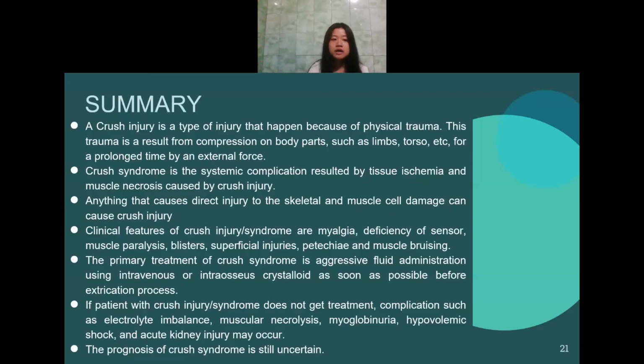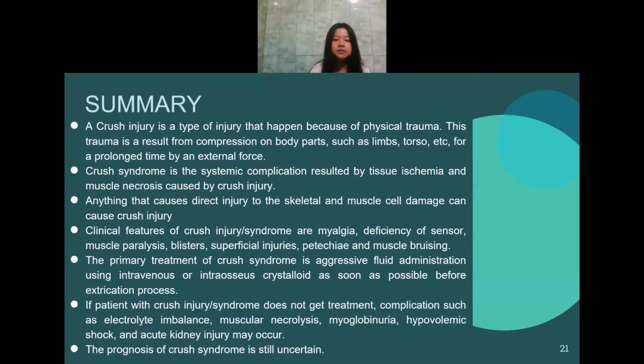Summary. A crush injury is a type of injury that can happen because of physical trauma. This trauma is a result of compression of any body part for a prolonged time by an external force. Crush syndrome is a systemic complication resulting from tissue ischemia and muscle necrosis caused by crush injury. Anything that causes direct injury to the skeletal and muscle cells can cause crush injury. The clinical features of crush syndrome or injury are myalgia, deficiency of sensation, muscle paralysis, blisters, and muscle bracing.